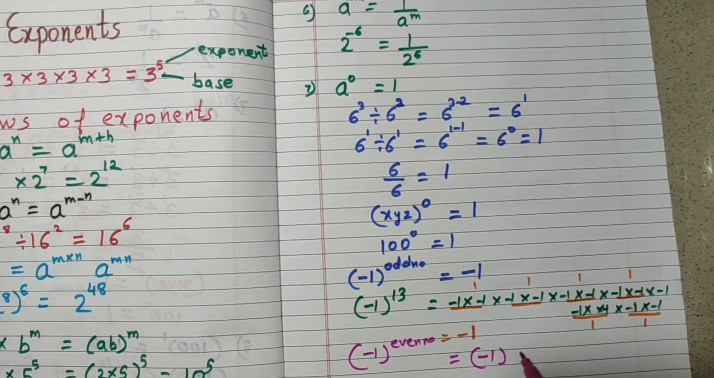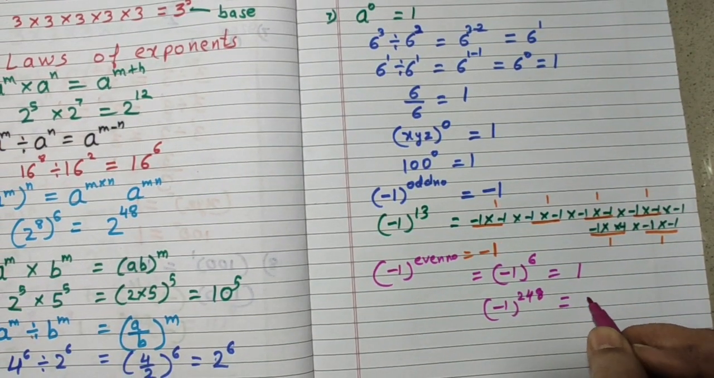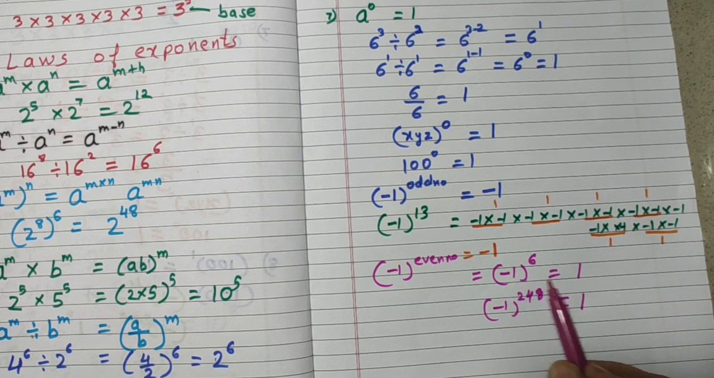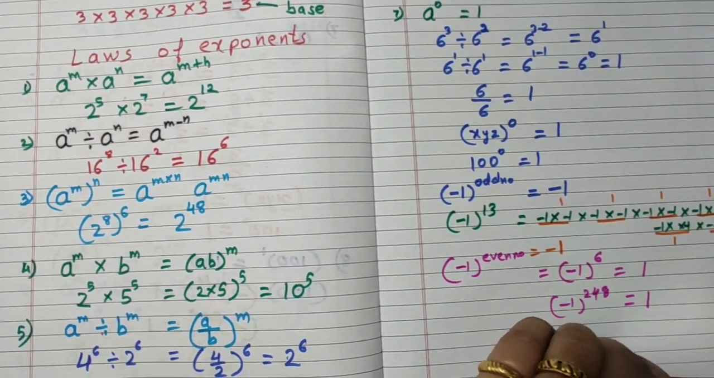So say minus 1 raised to 6 will be equal to positive 1. Minus 1 raised to 248 will be positive 1. The explanation is the same, when we multiply minus 1 even number of times, the answer will be 1. So we have seen the laws of exponents, children. Let us solve some problems based on this.